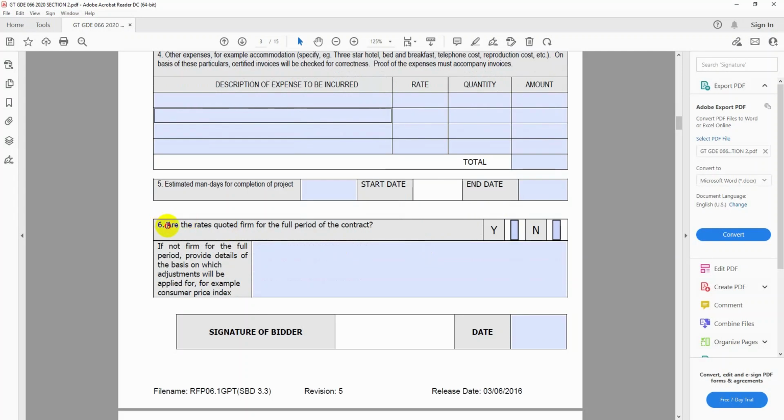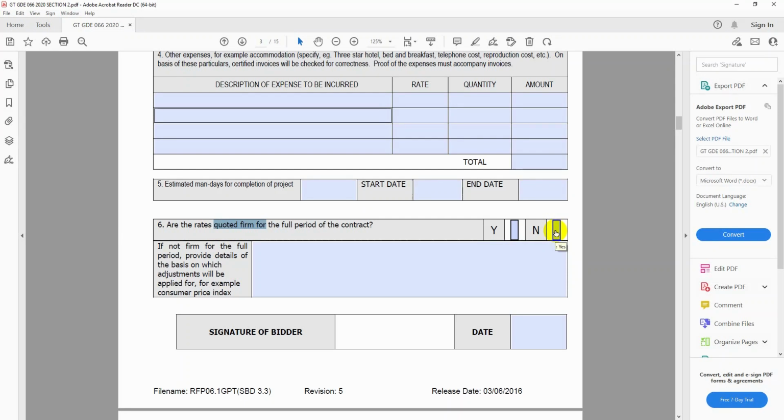And then are the rates quoted firm for the full period of the contract. So if your prices are quoted firm, meaning your prices are quoted fixed, so you will choose yes if you want fixed prices. You will choose no if your prices are not fixed. And for peace sake, let's say this contract is for 3 years.